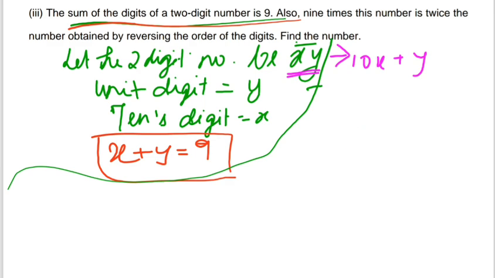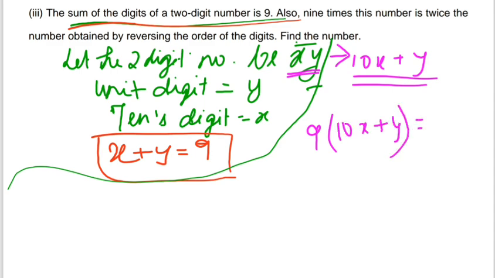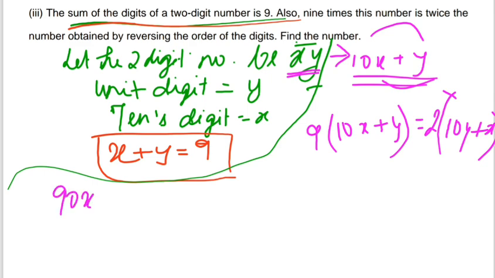Now let's go. So 9 times this number, that is 9 into 10x plus y, is twice the number obtained by reversing the digits. Reversing the digits means 10y plus x. So now multiplying inside the bracket, that is 90x plus 9y is equal to 20y plus 2x.